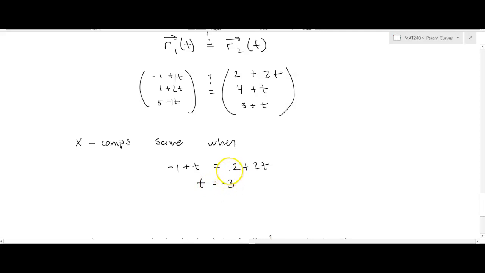Now that by itself is no problem, right? Because it doesn't have to be time, it's just a value of the parameter. But in order for these two vectors to ever intersect, or these two particles to ever collide, I have to make sure that the y components are also the same at exactly the same time. So when does 1 plus 2t equal 4 plus t? Is it at the same time? If I subtract t and then subtract 1 from both sides here, I get t equals 3. And I can see here that x and y are never simultaneously the same.